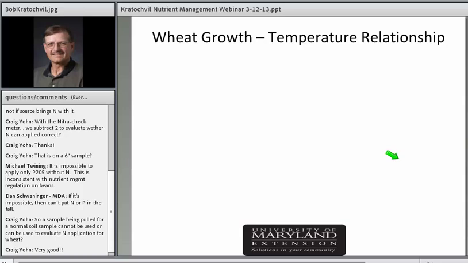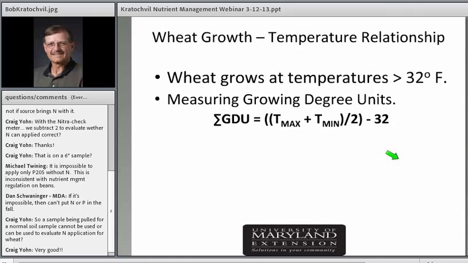Let's talk a little bit about this response of wheat to temperature. And of course, wheat grows whenever the temperature is greater than 32 degrees. You can determine what growth stage your wheat is at any particular time by summing the growing degree units that you have from the date you plant up until whatever particular date in the growth cycle you are currently at.